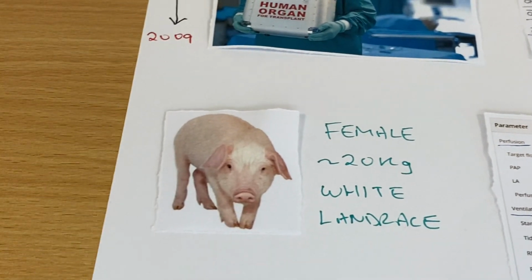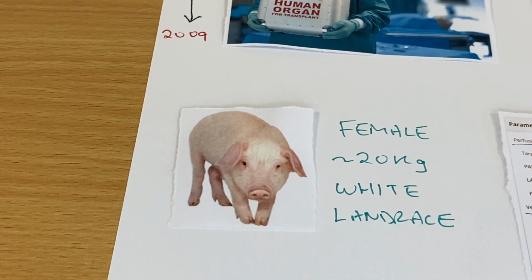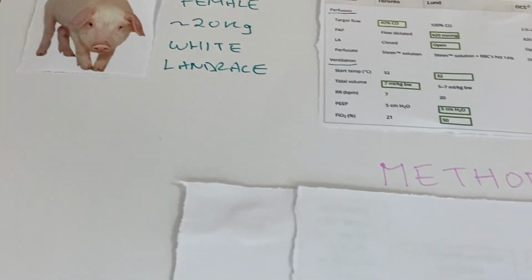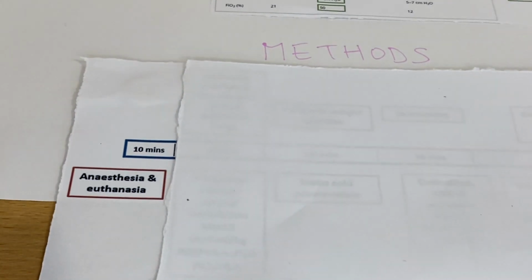So as I mentioned, EVLP is compatible with human and large animal lungs. We're currently using pigs. We use all female pigs. They're approximately 20 kilos in weight, and the strain is the white landrace. So I'm just going to take you through the methodology for the model.